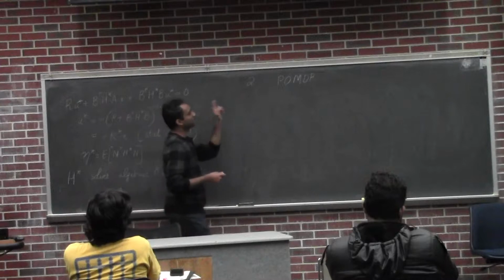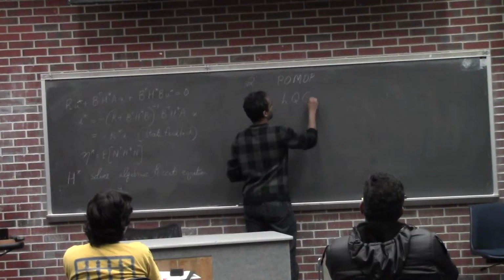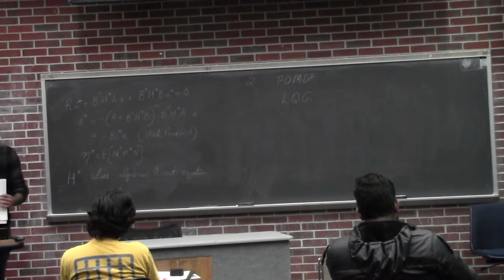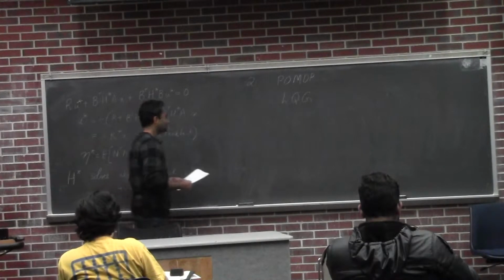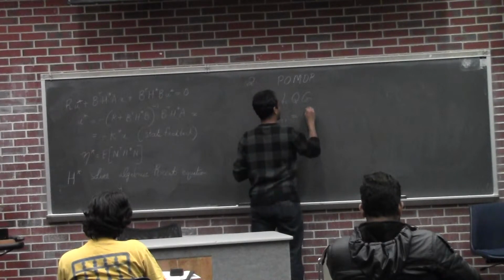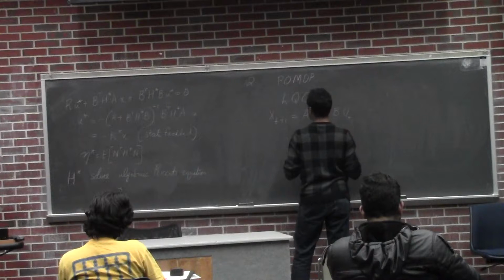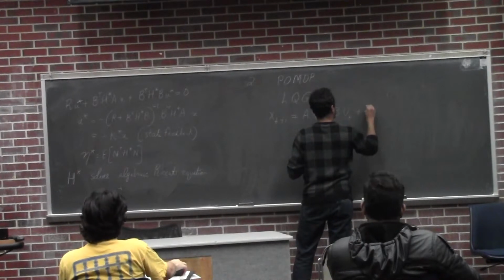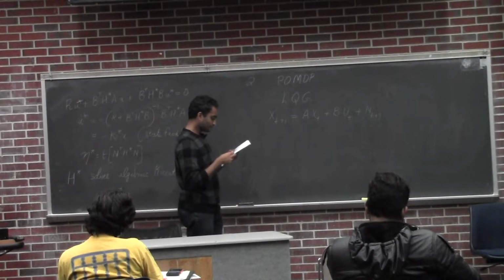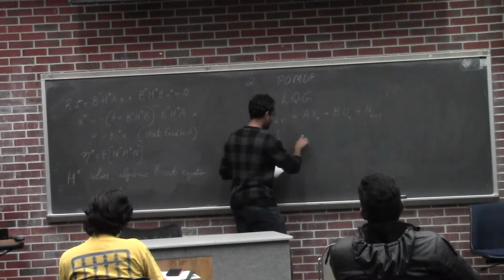So in this, for the partially observed Markov decision process, we make that additional assumption of it being Gaussian. So the state evolution is the same. And you have observations as well, right? Noisy observations.